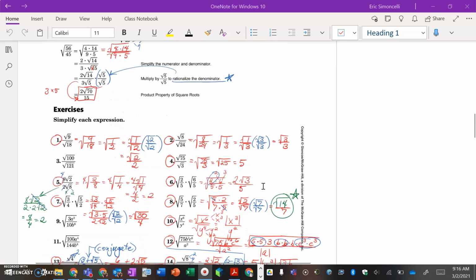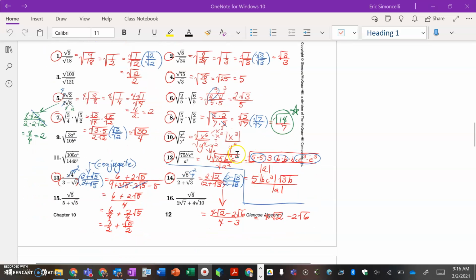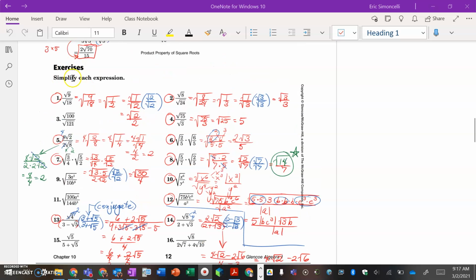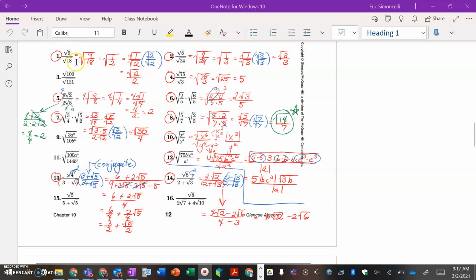So let's simplify. Now there are a lot of problems here for us to dig into. I wanted to start with something nice and simple. Number 1, for example. We're going to be simplifying the square root of 9 over the square root of 18.